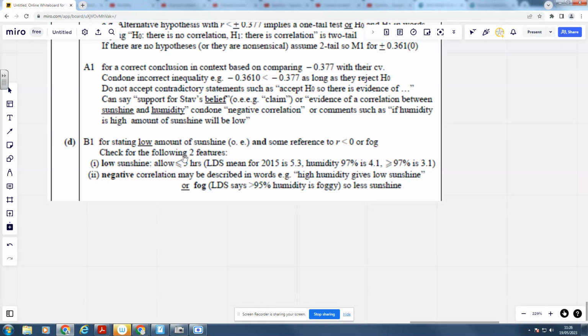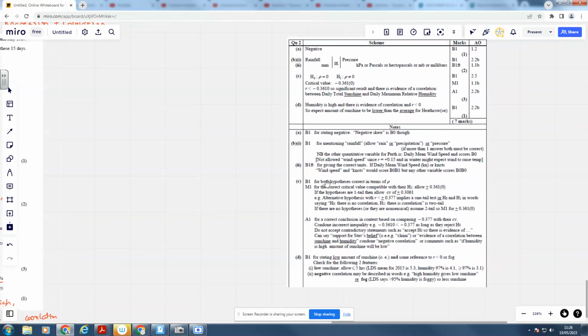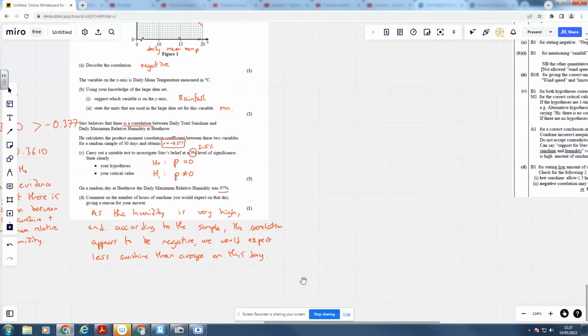Yeah. Check for the following 2 pictures. You can talk about fog because fog is humidity, if you see what I mean. Low sunshine, because I think a lot of people are going to specify the number of hours because of the way the question was put. They're going to allow for that. But like I say on these questions, when you've written your answers, write your answer first, then compare it to the notes. See how close you're getting. That's the best way to get better and better and better.